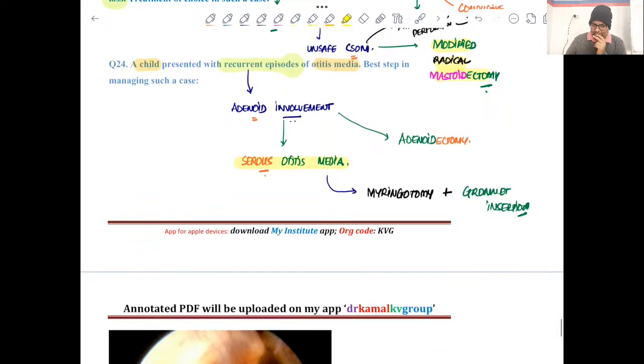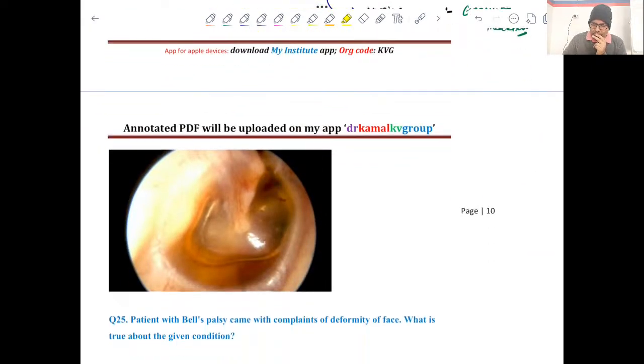So serous otitis media, and this is how we can see the fluid level. Clear? So here you can see a classical fluid level. So this is otitis media with effusion, or what you say, serous otitis media. Clear? Sometimes we see multiple air bubbles. So that is all serous otitis media.